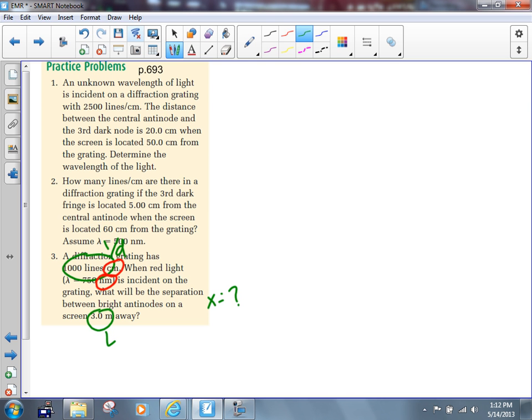Now, they don't actually say this, but what they mean when they say the separation between antinodes is the separation between adjacent antinodes, or antinodes that are right beside each other. So therefore, n will be equal to 1. All right, let's try that equation: lambda is equal to xd over nL. Is L greater than 10 times x? We don't know here, do we?